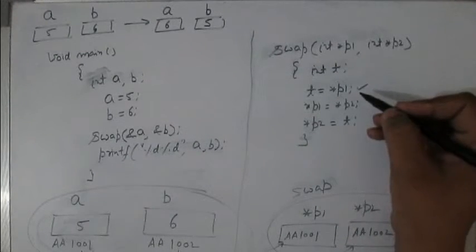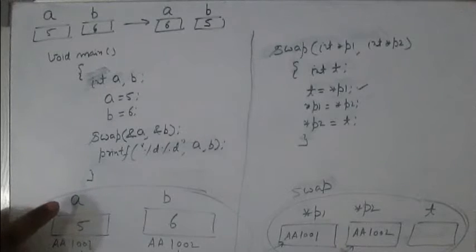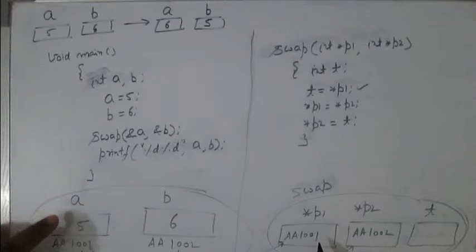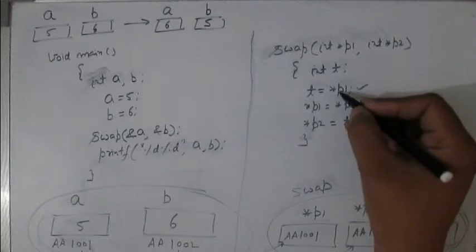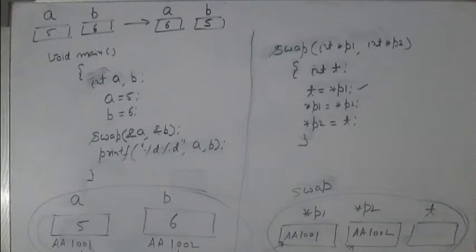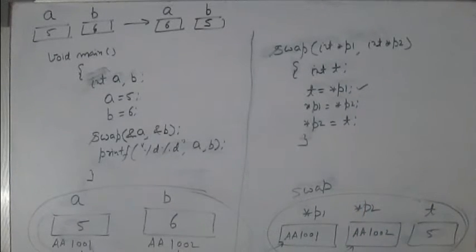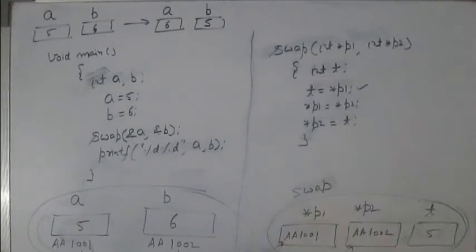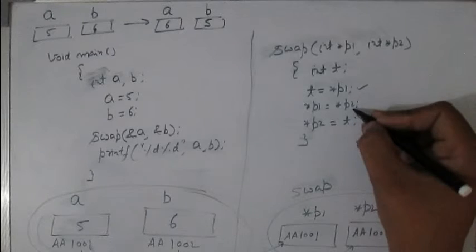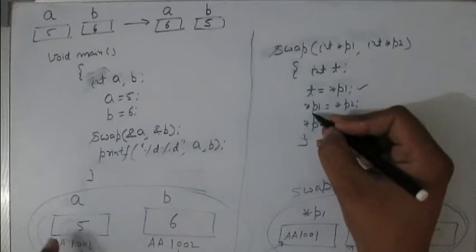Star P1 will refer to the value which is being pointed to by P1. So P1 is storing the address of A. So actually P1 is referring to this variable A, and P2 is referring to B. So star P1 is referring to A. So the value of A, meaning 5, will be stored in T. Similarly, star P2 is referring to B and star P1 is referring to A. So the content of B will be stored in P1, meaning in A.